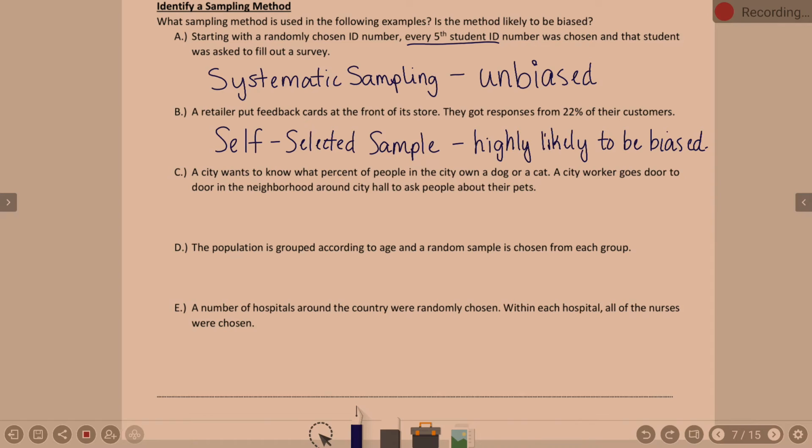C. A city wants to know what percent of people in the city own a dog or a cat. A city worker goes door to door in the neighborhood around City Hall to ask people about their pets. What type of sample do we think this is? Convenience. Convenience? Because they took people from close proximity. Yeah. It was specifically, what was it? One neighborhood right around City Hall, yes? So picking that one neighborhood right around City Hall, not going to a variety of neighborhoods throughout the city or whatever, is going to make it a convenience sample.